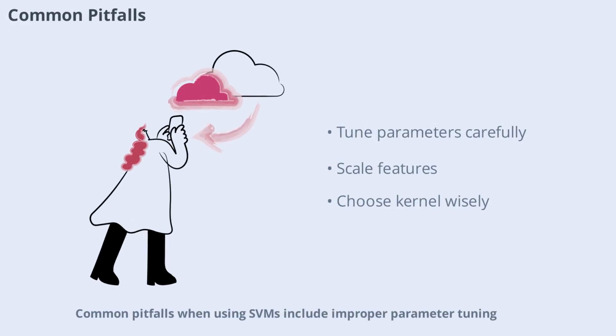Common pitfalls when using SVMs include improper parameter tuning, ignoring feature scaling, and using the wrong kernel. Being aware of these issues and taking steps to address them can help you build more accurate and reliable models.